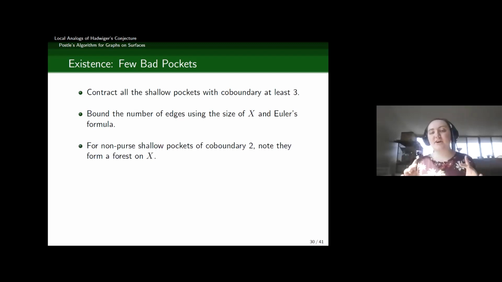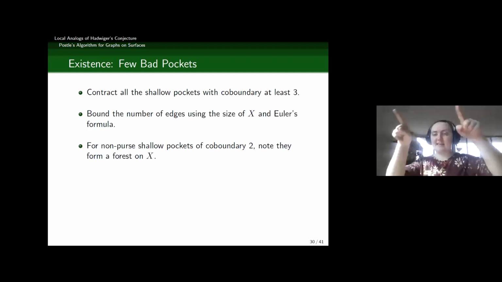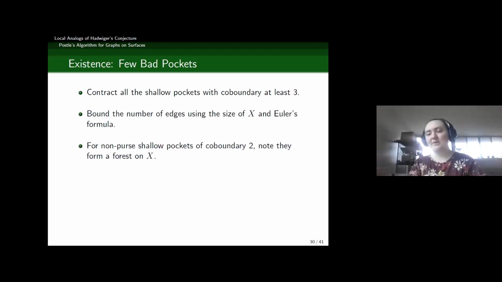For non-purse shallow pockets of coboundary 2, they have to form a forest on X. And this is because if there was a path joining the 2 coboundary vertices elsewhere in the graph, then you can contract that down and it would break planarity because you assumed it's not a purse. So you can't have those. And of course, forests have bounded size, again, a linear bound.